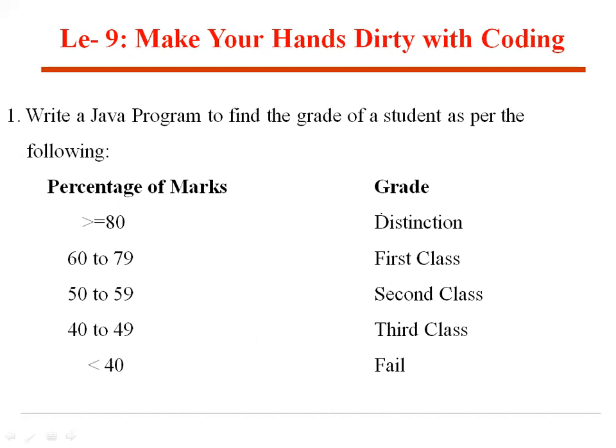So you write a program such that it prints a grade of the student, and generally student will get only one grade, either distinction or first class, but not 2 or 3 grades. More than one grade is not possible for the student to award. This is one question to make your hands dirty.